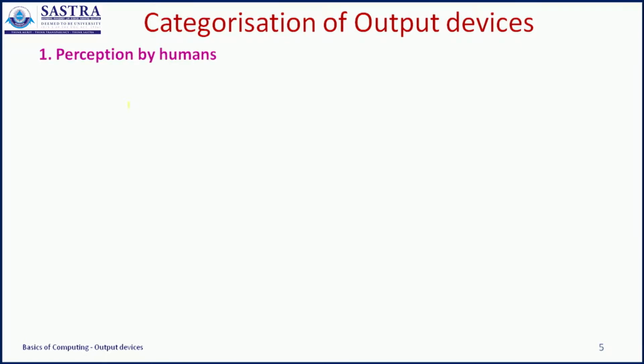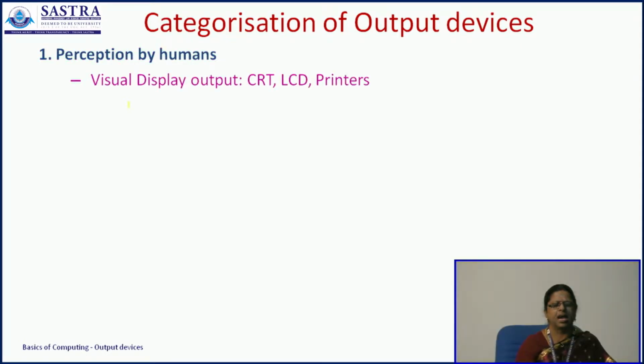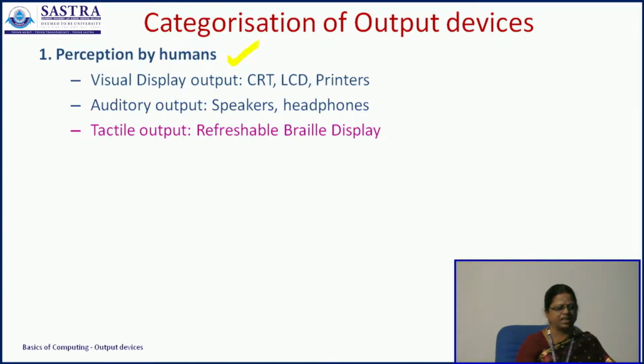How do we categorize the output devices? Based upon the perception by human beings, it can be divided into visual display output devices, wherein we have cathode ray tubes, LCDs which is liquid crystal display, or printers. We also have auditory output devices which are speakers and headphones. Next are the tactile output devices, which are used in a refreshable braille display.